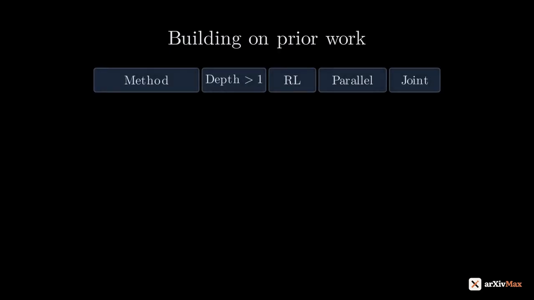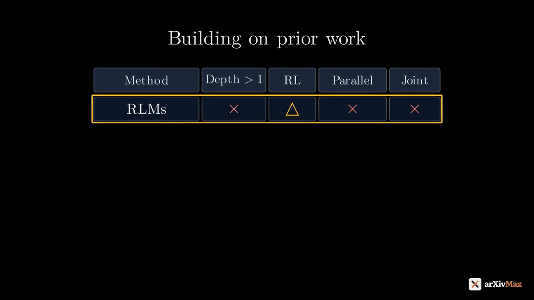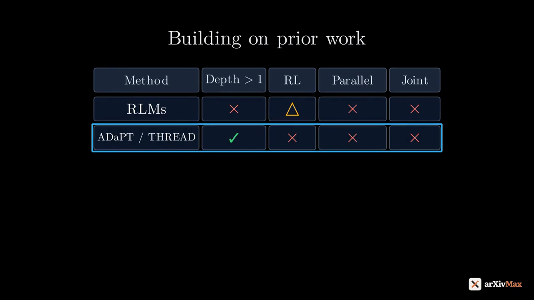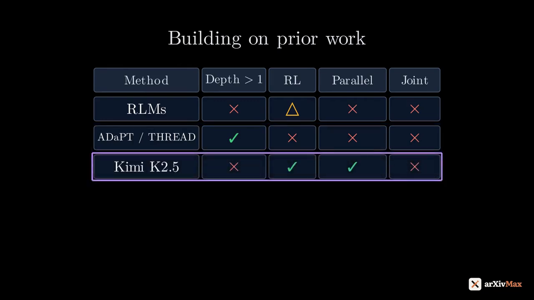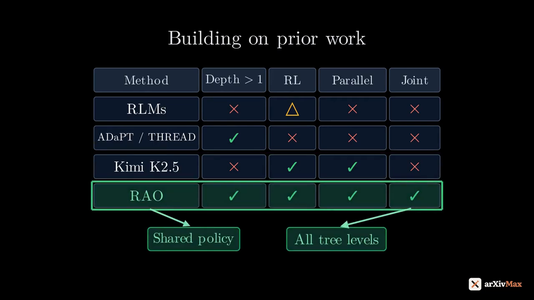RAO builds on several important directions. Recursive language models, or RLMs, contributed the closest harness idea: recursion via a Python REPL, but studied only depth 1 delegation and only lightly post-trained the root. ADaPT and TreeD introduced as-needed recursive decomposition at inference time, but kept the pre-trained model fixed. Kimi K2.5 trains a depth 1 agent swarm with reinforcement learning but freezes the worker subagents. RAO is the first to combine recursion deeper than 1, end-to-end reinforcement learning, parallel subagent execution, and joint training of the single shared policy across all nodes of the execution tree.